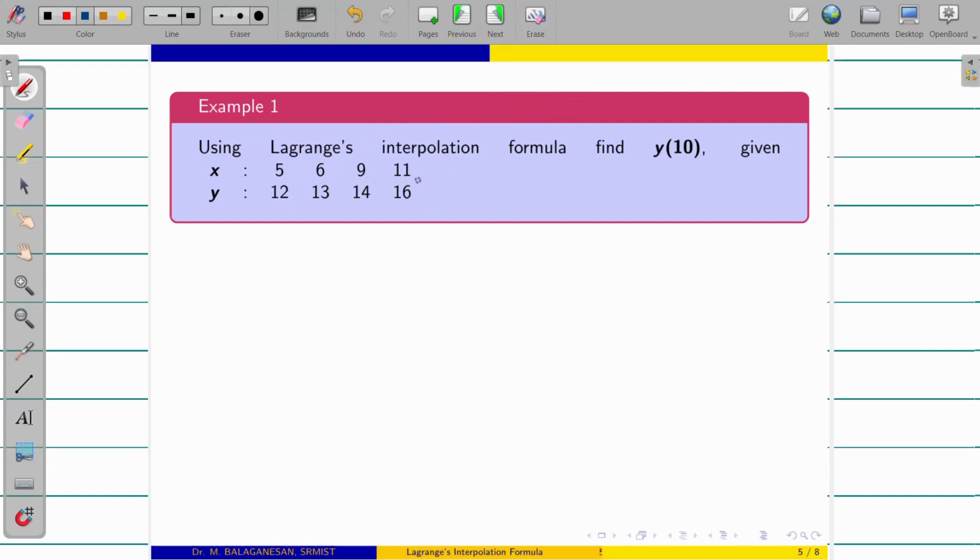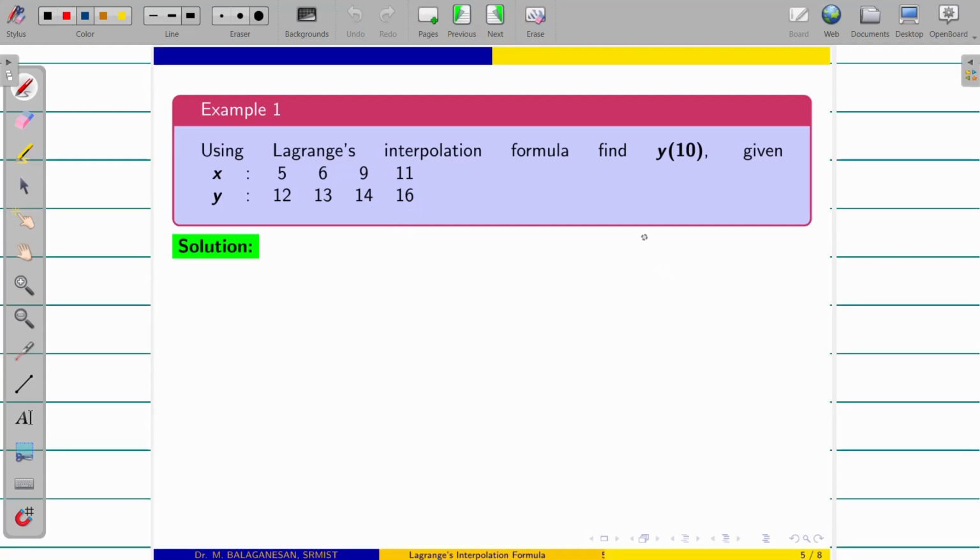Here 5, 6, 9, 11. Here also it is in ascending order: 12, 13, 14, 16. Both are in ascending order. So we can check whether the answer is right or wrong. We are going to find y of 10. The value will be here. Then y value will be between 14 and 16. So if you are getting the answer before 14 or after 16, it is absolutely wrong. This is the way you have to conclude whether your answer is right or wrong. Right, come to the problem now.